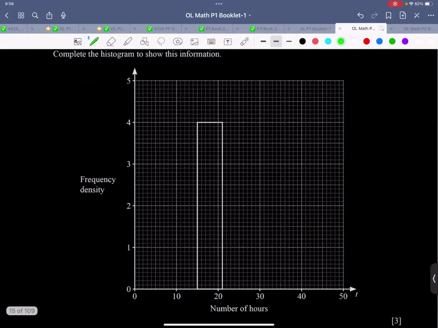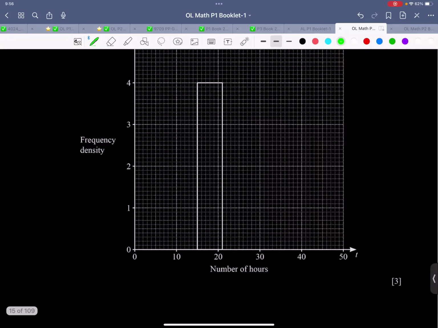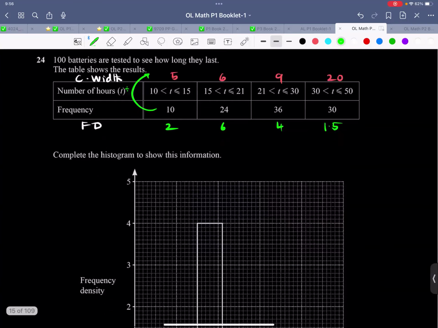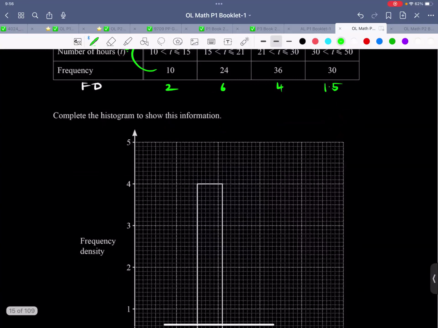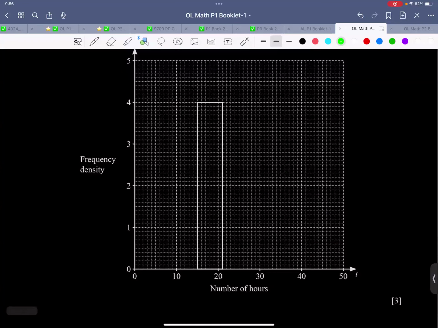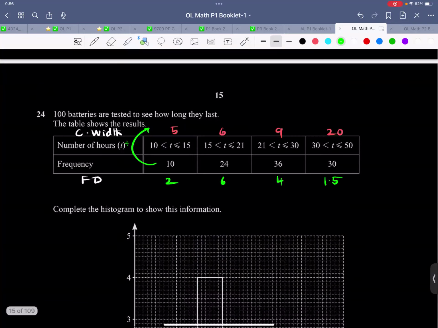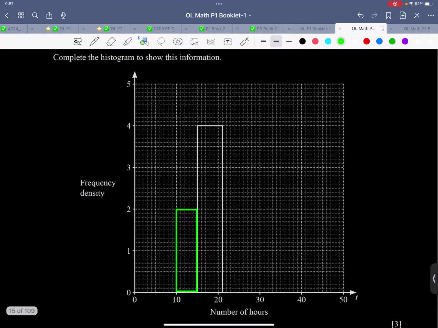Complete the histogram. So one bar is drawn. That bar is from 15 till 21. So 10 to 15, the frequency density is 2. So 10 to 15, let me draw it. The frequency density is 2. So I'll go this way, touch this, and that's the first one. Then 21 to 30, the frequency density is 4. So 21 till 30, the frequency density is 4. It's going a little bit over.